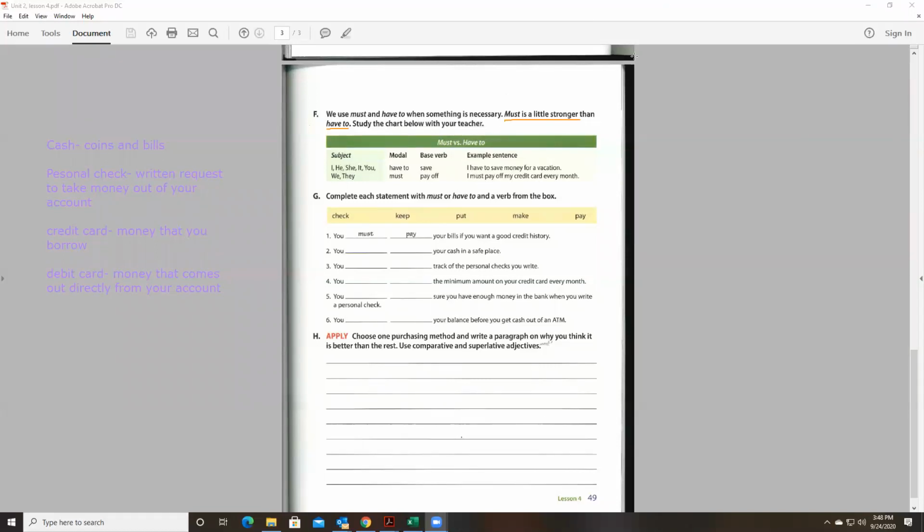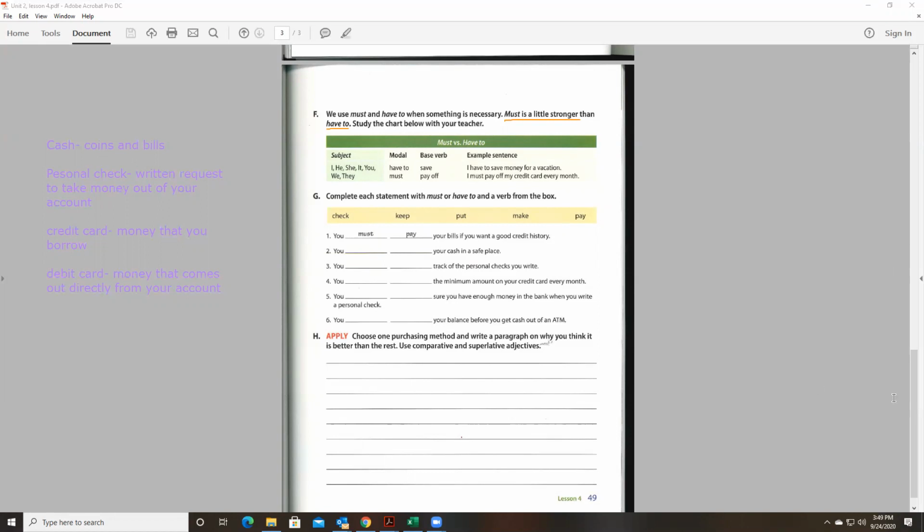Okay, so here's where I'm going to let you practice it a little bit. We will do the first 3 and then I will let you do 4, 5, and 6 on your own. Essentially you just have to look at the sentence and determine if it's a little bit more important than having to use the words have to. For example, number 1, you must pay your bills if you want a good credit history. Okay, that's a little bit more important than have to, right?